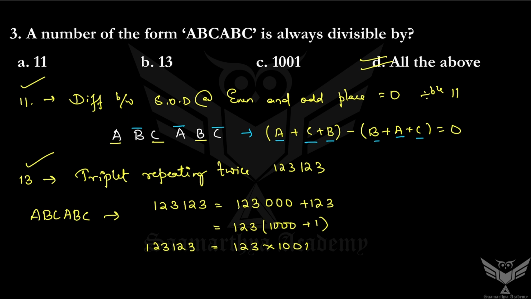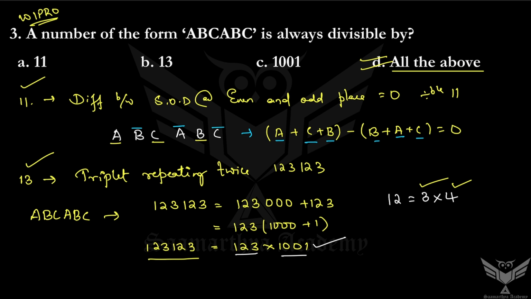What is the basic multiplication rule? 12 can be written as 3 into 4, which means 12 is divisible by 3 as well as 4. Since 123123 can be written as 123 into 1001, that means it is divisible by 1001 also. That means clearly, once again, the answer is all the above. And a similar question was asked in other companies also. I think it was asked in Wipro once. The same question.